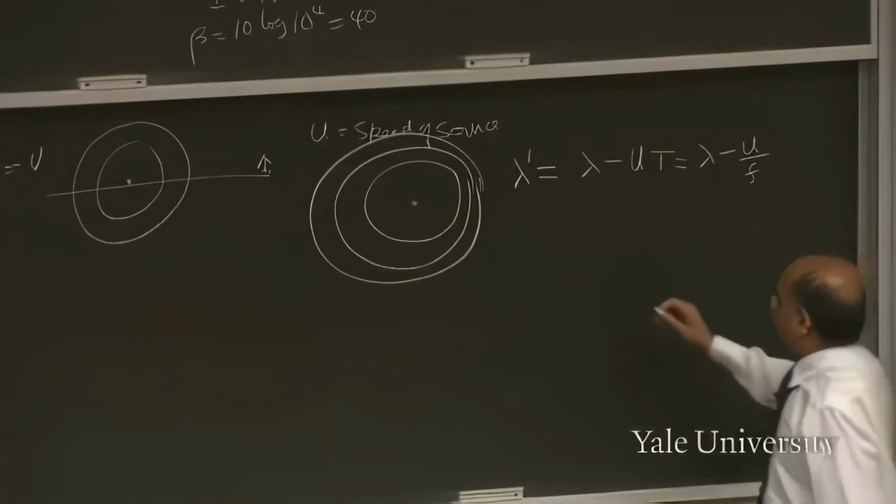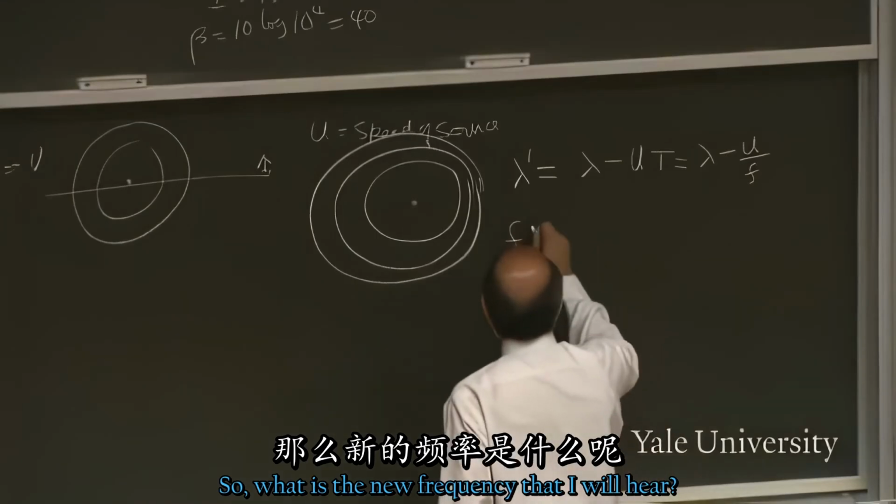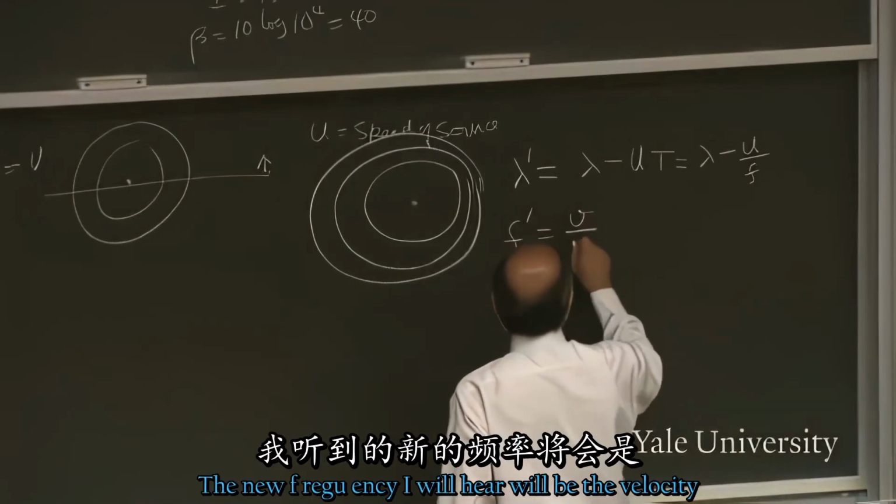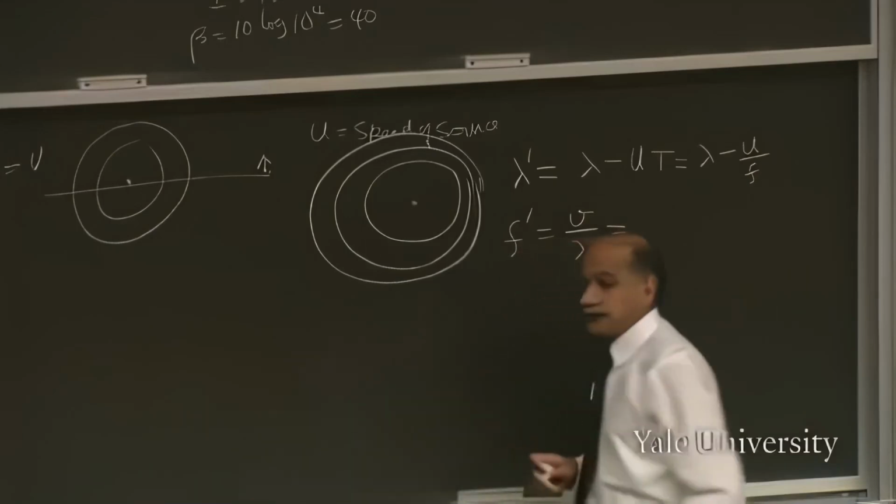because T is 1 over f. So what is the new frequency that I will hear? The new frequency I will hear is the velocity divided by the new wavelength.